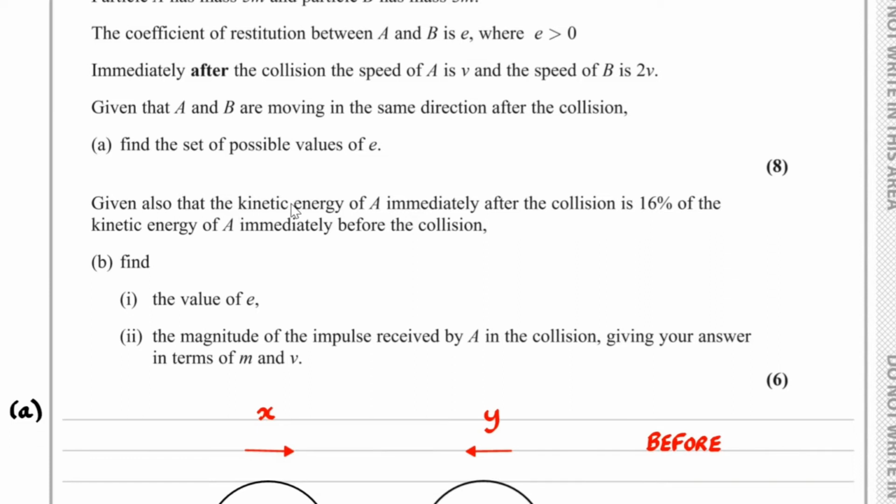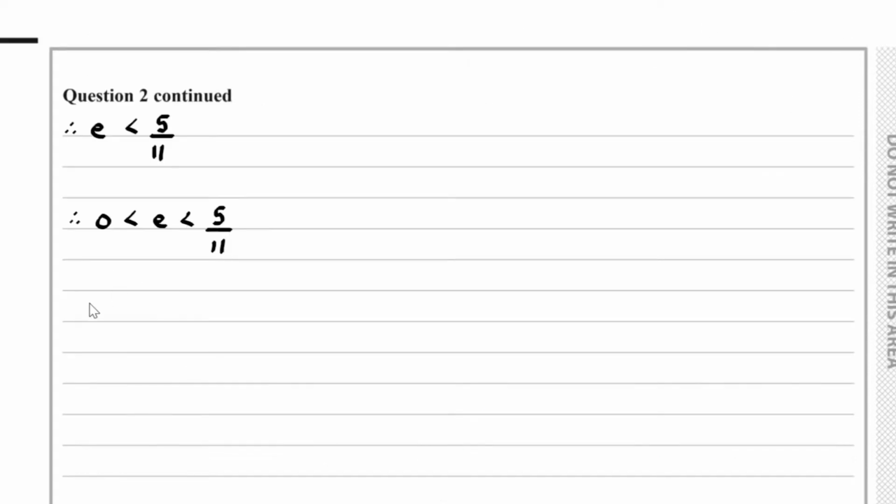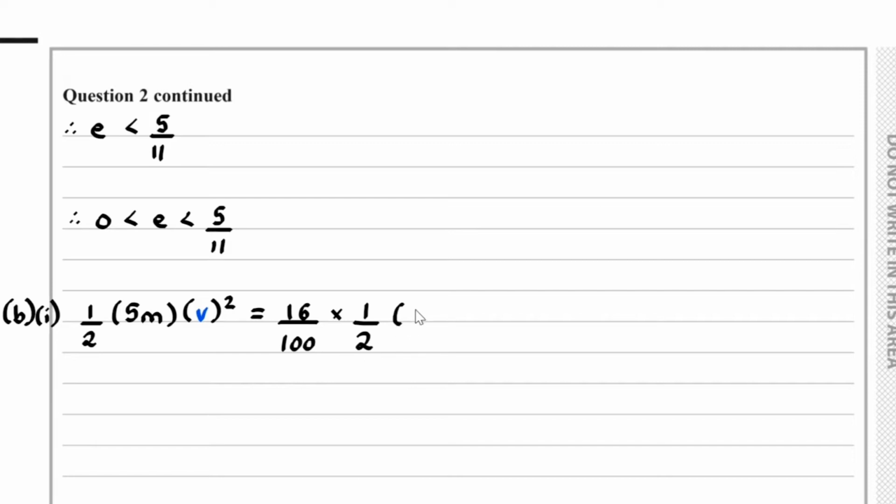Now, given also that the kinetic energy of it immediately after the collision is 16% of the kinetic energy of it immediately before the collision, we have to find, for the first part of part B, the value of e. So we've got the kinetic energy after, which is equal to 1/2 lots of the mass, 5m, lots of v squared. This is equal to 16 over 100, because we've got 16%, lots of 1/2, lots of 5m, lots of the speed before, which is x squared.